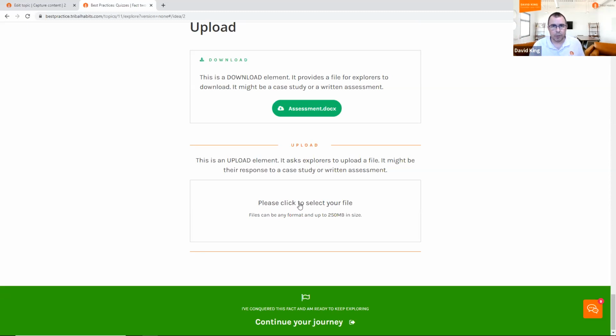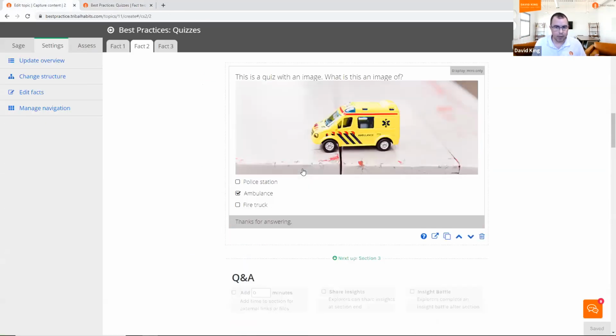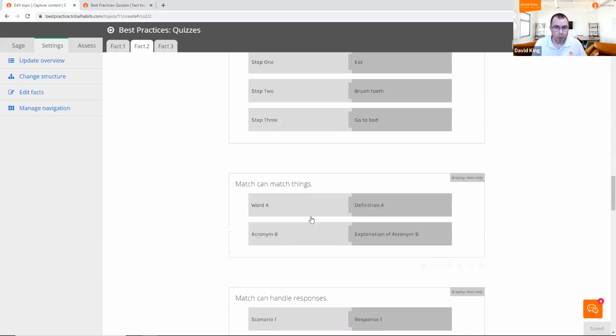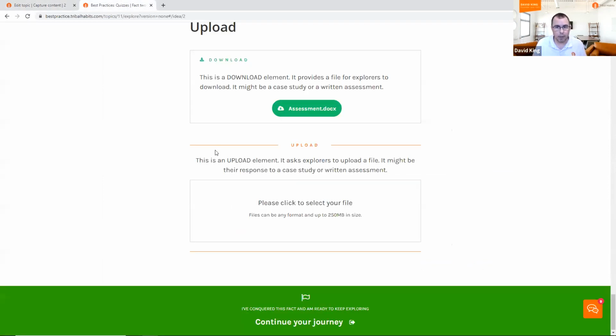Hopefully, for all the Tribal Habits people with us today, I've given you a lot of inspiration with a wide variety of elements. Everything you've seen here, I've just created over here in Creator, just using all the existing elements we've got. And they're all ways to test someone's knowledge, recall something, gather information from them, or just have a better learning experience using quizzes.